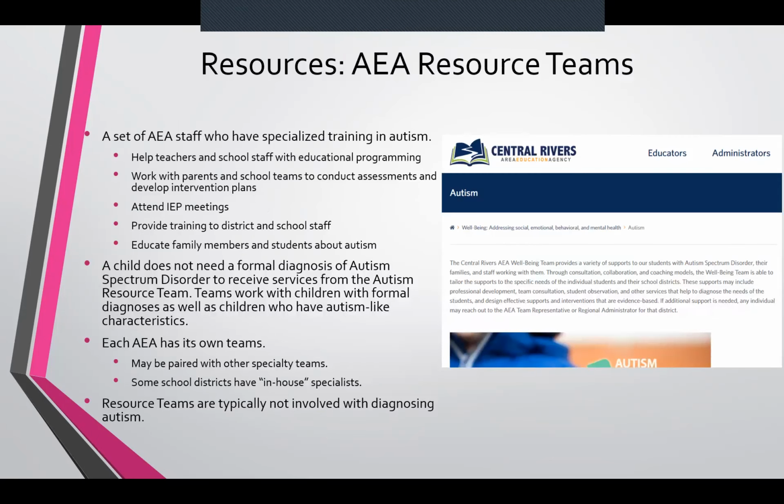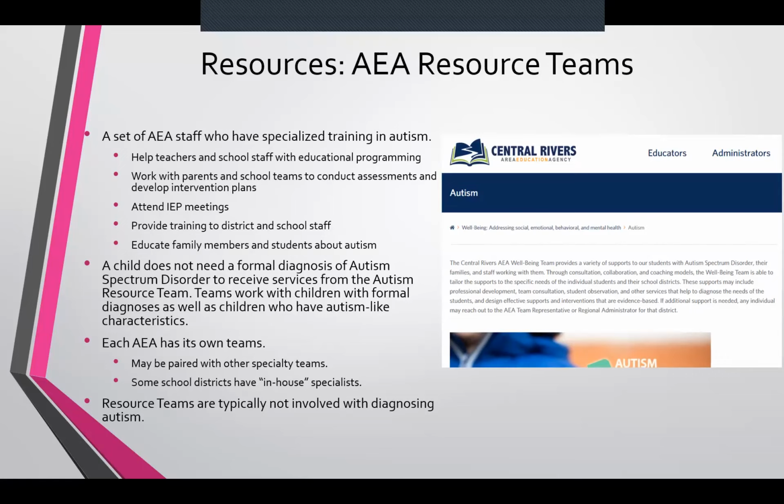One of the things that's mentioned on this page is AEA resource teams. They're not quite all called the same thing from AEA to AEA, but within each AEA, there is a set of staff who have some specialized training and interest in autism spectrum disorder. These folks aren't typically a part of just any one IEP team, but rather they serve more as consultants for a sub-region of the AEA region. So they go from school district to school district and provide consultation to school staff and work with parents and school teams to make sure we have a solid intervention plan for a child with autism. They can attend IEP meetings, they can provide training, they can also provide education, both to family members and school staff, as well as classmates and to the student themselves with autism.